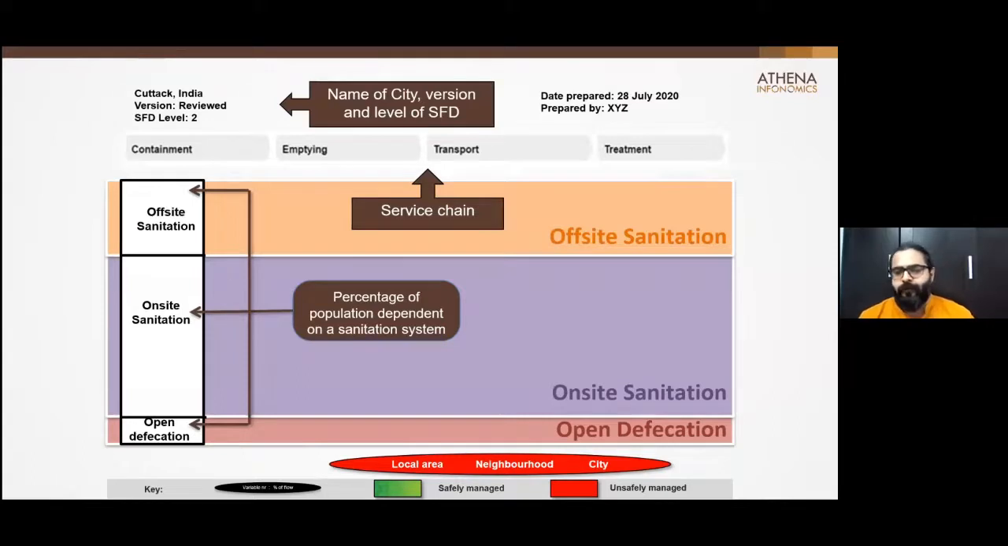So you see, though it's one box, there are 3 boxes, and the boxes have different widths. The width of each box tells you the percentage of population dependent on that particular sanitation system. We touched upon several systems. An offsite system, of course, takes excreta away from the source. Where you store the excreta for some time, however small or big, it's an on-site system. And when you don't have a toilet, it's open defecation. So the width of each box represents the percentage of population depending on that system, and if you add all 3, it should add up to 100%.